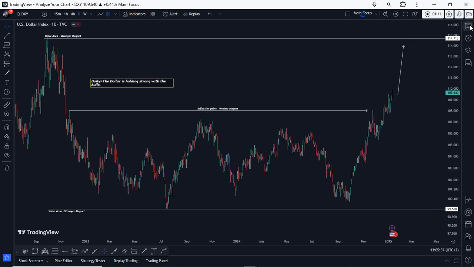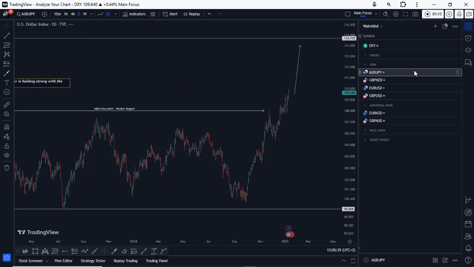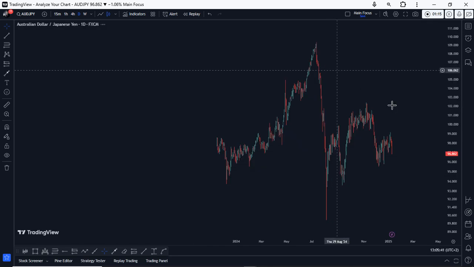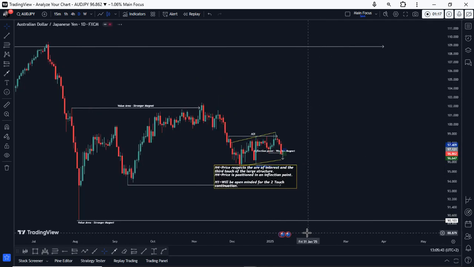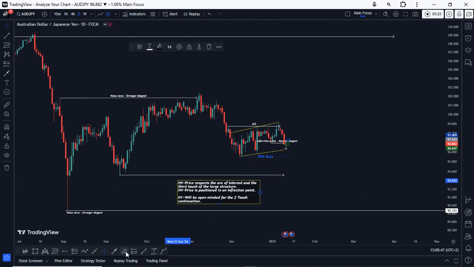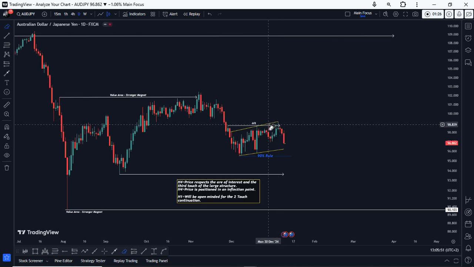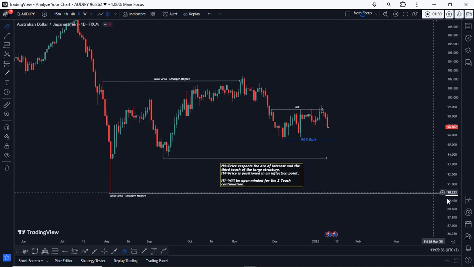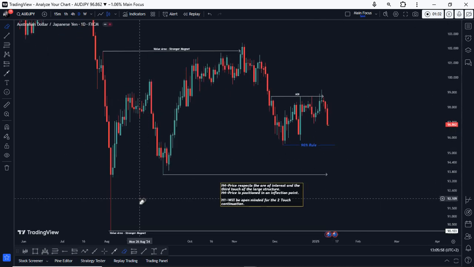Okay, let us begin with the first pair. On the first pair, we've got AUD yen, and we've got a beautiful price action. I am going to remove this. One, two, three, four, five. On AUD yen, as we can see, we've got this beautiful price action. We've got price reacting well from this value area.